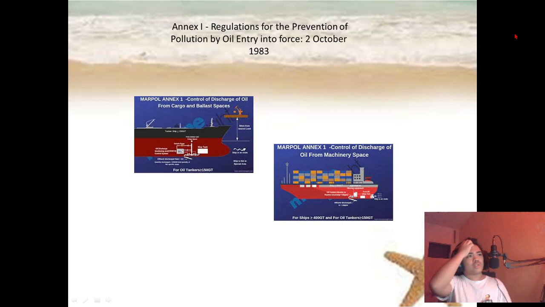So Annex 1, Regulations for the Prevention of Pollution by Oil, entered into force on the 2nd of October 1983. In this annex, it is proposed that tanker ships have a double hull due to the various incidents that happened in past years up to 1983.